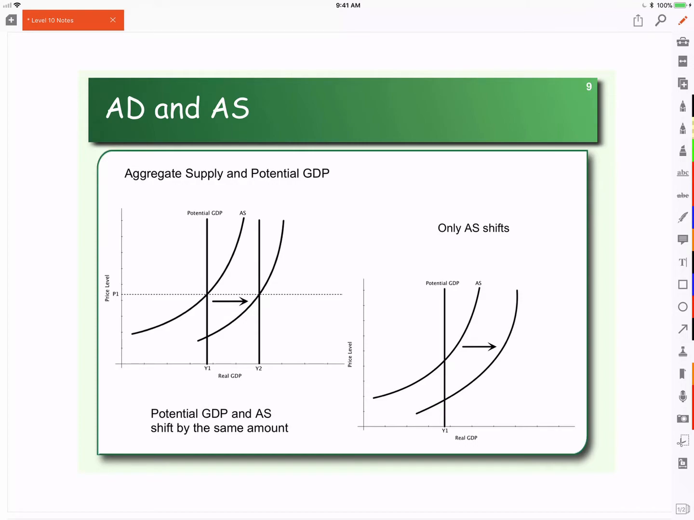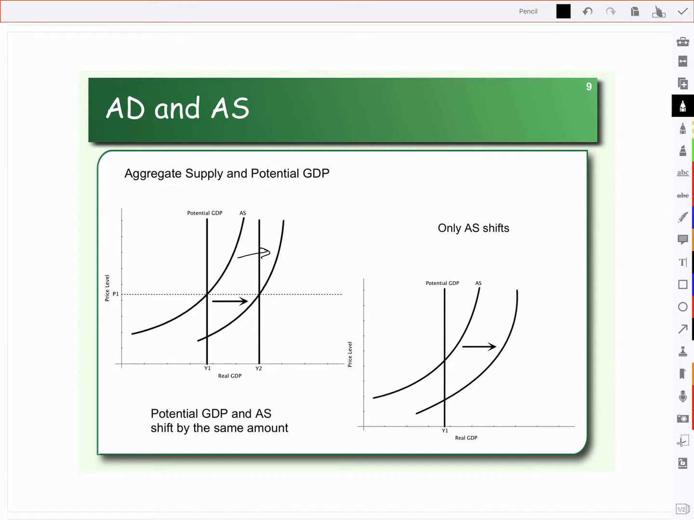Okay, so when we talk about changes to natural resources, capital goods, technology, or quantity and quality of labor, then when you change aggregate supply, so aggregate supply increases, it will have an equal increase in potential GDP. So you'll notice here where potential GDP and aggregate supply intersect, we've just shifted that whole thing over. If we're talking about a change in the cost of the factors of production, then we're changing aggregate supply only and potential GDP stays where it is.